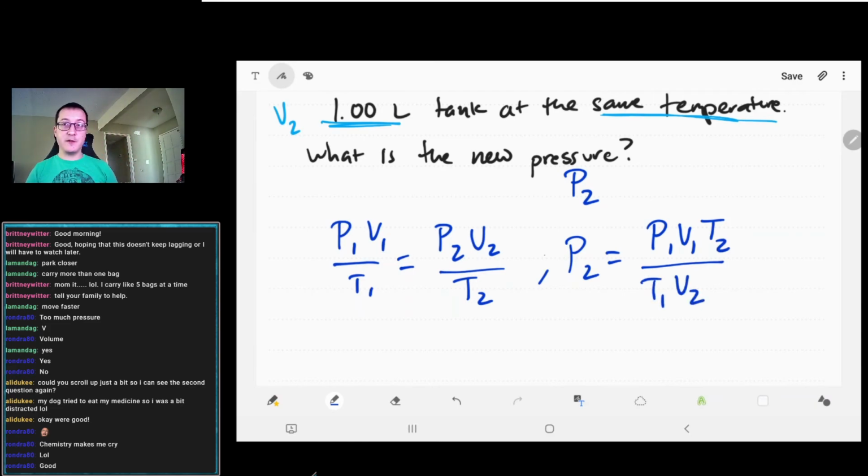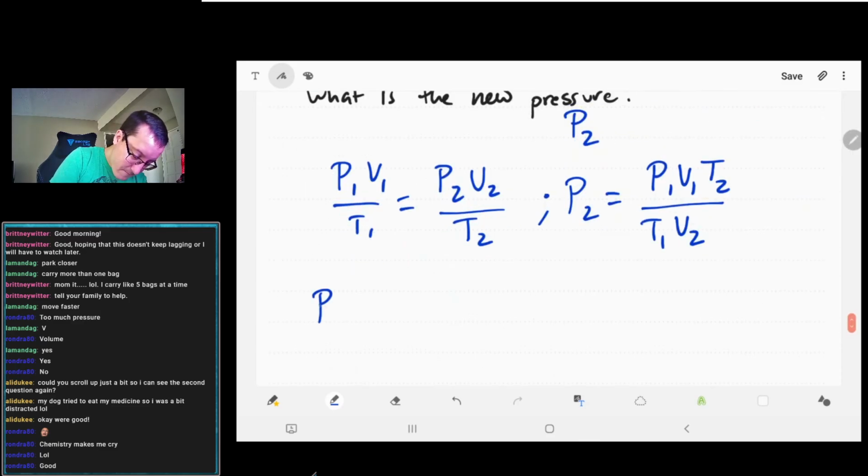I've just moved V and T to the other side. I've multiplied by the reciprocal of those two. So just algebraic manipulation. You do not have to do that. You could just plug in your numbers and then solve after. That would totally work. But I typically like to, just personal preference, solve the equation first.